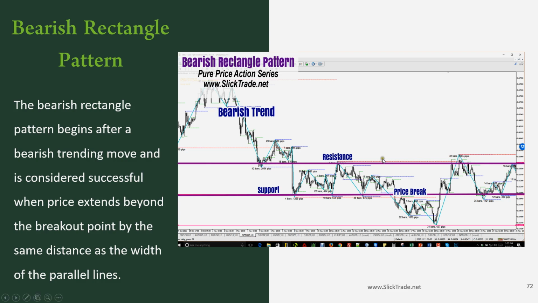Okay, then, boom, price breaks right here. Breaks that support, continues in its downward trend, okay? So, this one was considered successful because it moved the same distance as the parallel lines here.